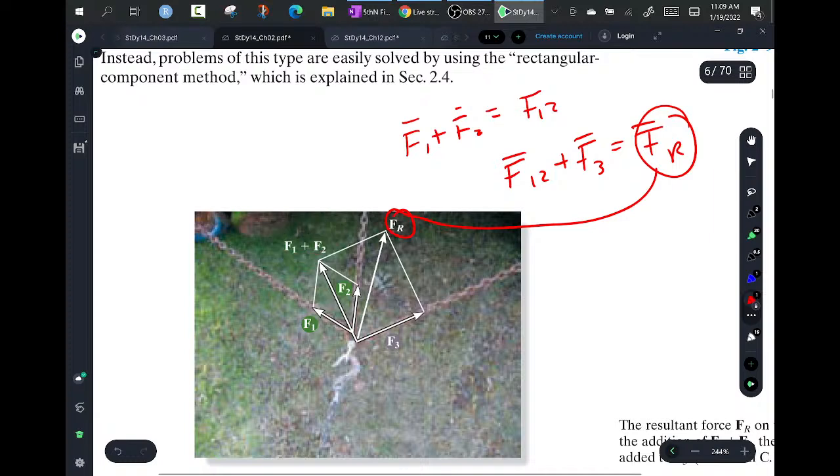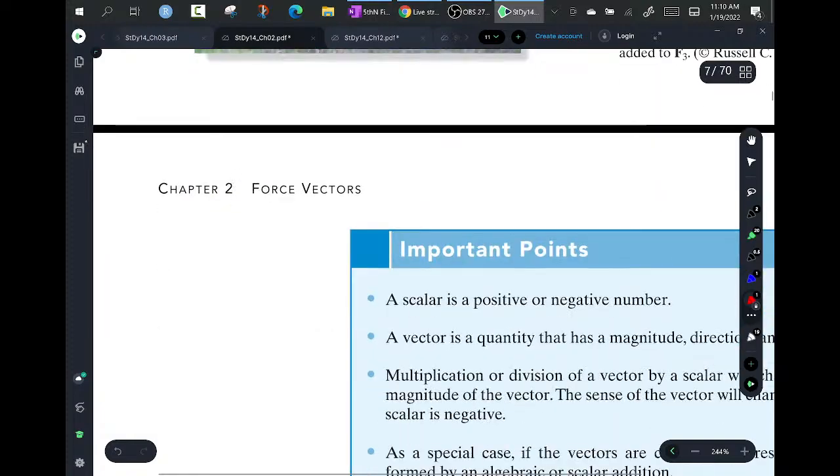So essentially you're saying, I'll do this in multiple stages. I'll deal with these 2 chains first and get the resultant that way. Then I'll erase these from my mind and consider it as though there's 2 chains, one going here, one going here. Then I'll have the value here, which is F12, and then I'll add it to F3 to get the resultant.